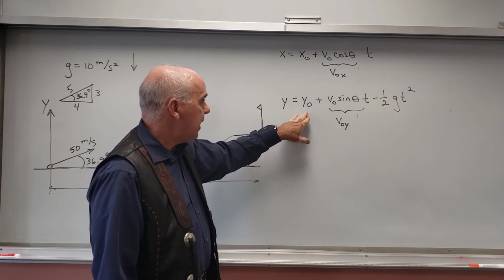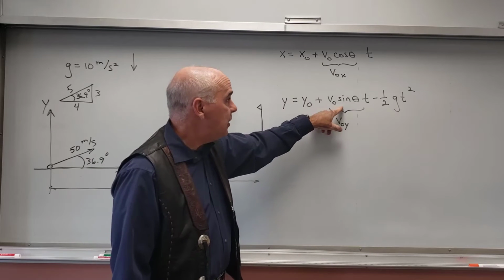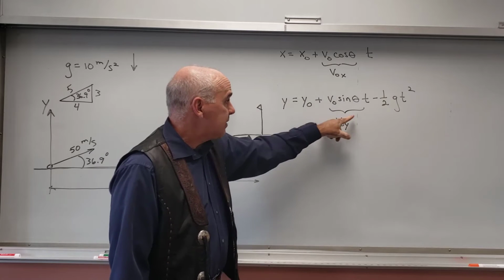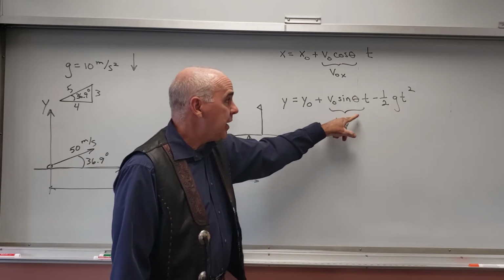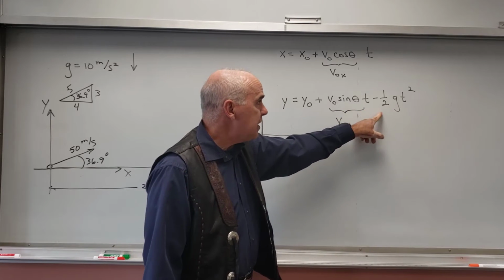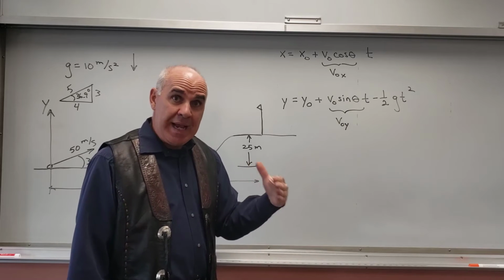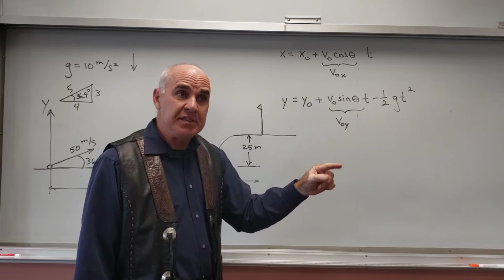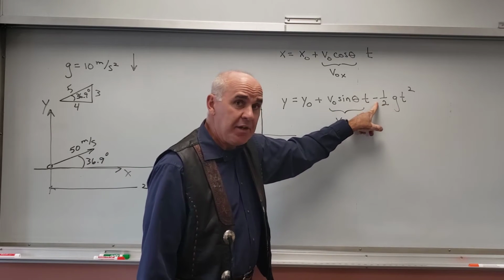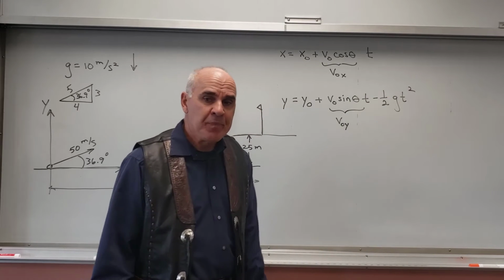In the y direction, I have the initial y position. That's also 0, so that's going to be easy. v naught sine theta is the component of the velocity up. That's going to be the initial y component of the velocity, and we'll get to that in a minute, times time. And then minus 1/2 g t squared. In kinematics, it's plus 1/2 a t squared, but the acceleration is g, and it points down, so I put a minus sign in there. And then we have our t squared, right?